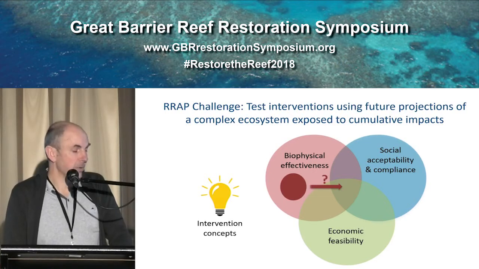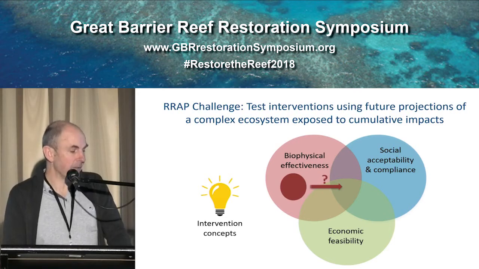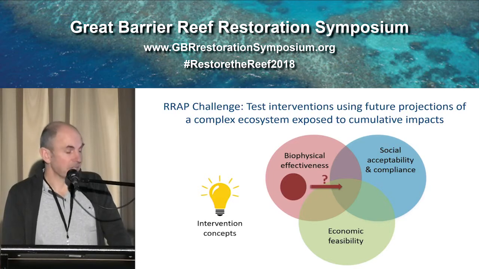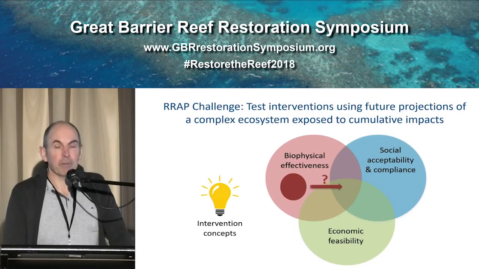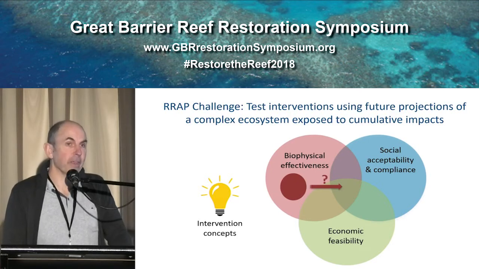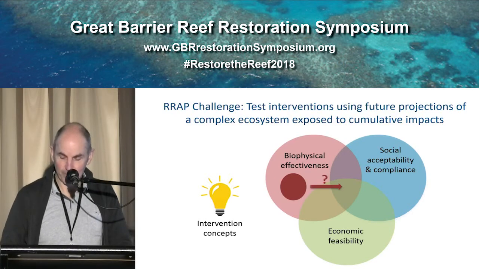So what our modelling is doing at the moment is just looking at, if you like, the biophysical effectiveness of interventions. And there's a whole lot of other filters that need to be put over that to work out exactly which interventions might eventually be feasible, and they're around social acceptability and economic feasibility, etc. So what I'm talking about today are some very preliminary results, just a subset of the interventions that we might consider. And we don't know at this stage whether they'll actually satisfy any of those other criteria.